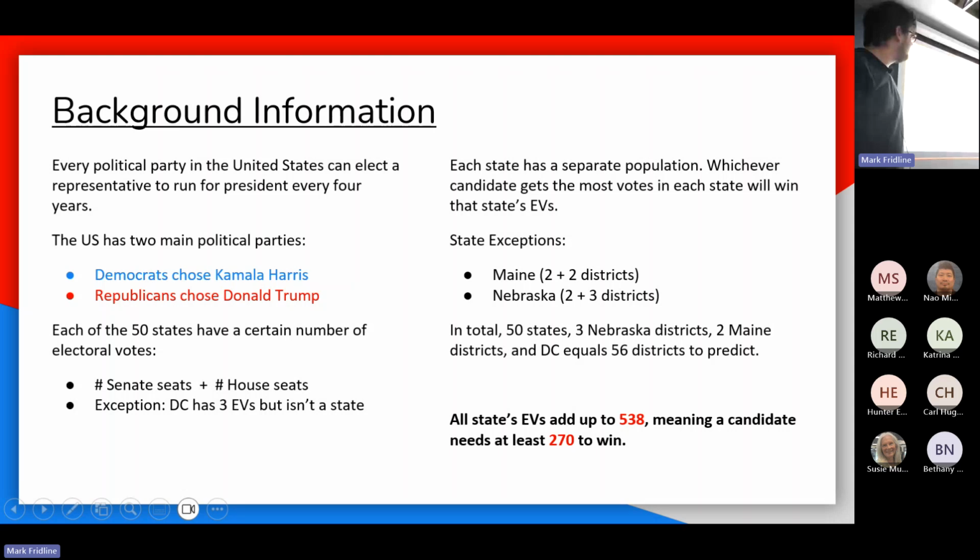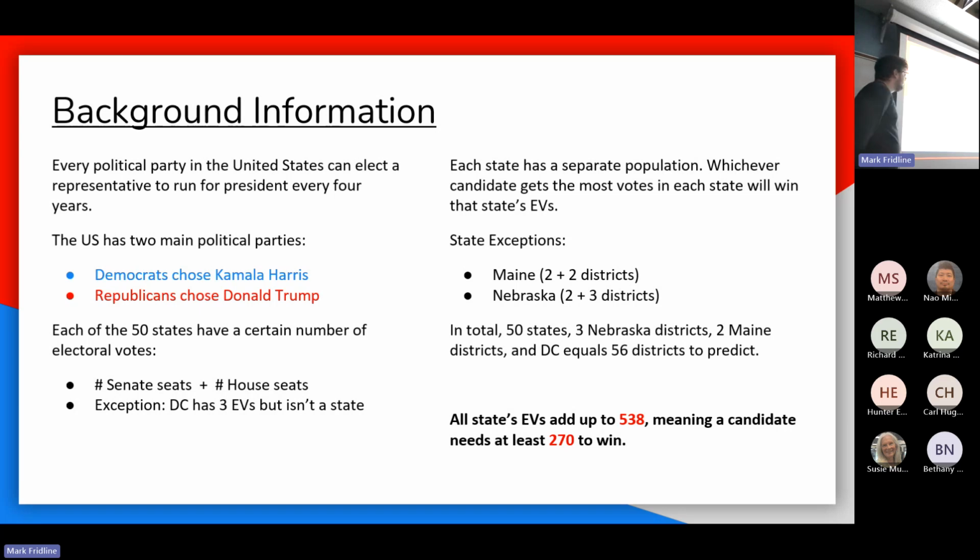So each of the 50 states has a certain number of electoral votes, which are a combination of their Senate seats plus their number of seats in the House of Representatives. With the exception of DC, the capital, which only has 3 electoral votes but is not considered a state. So each state has a separate population, where whichever candidate gets the most votes in each state will win that state's electoral votes.